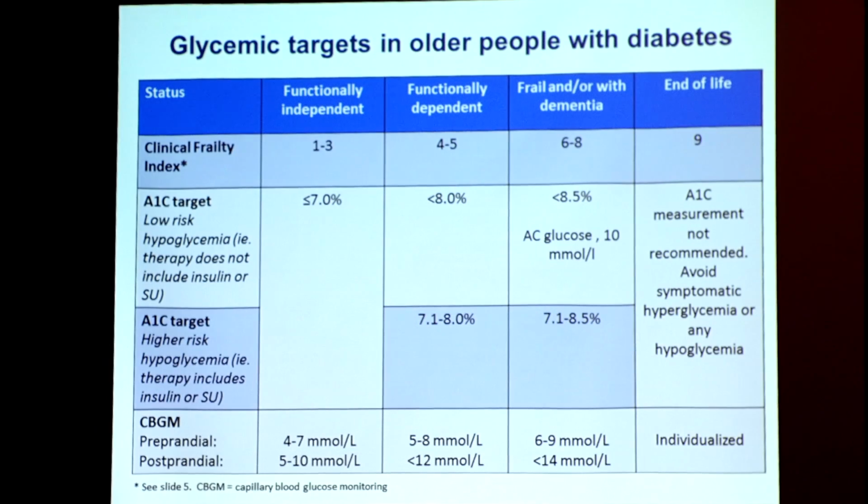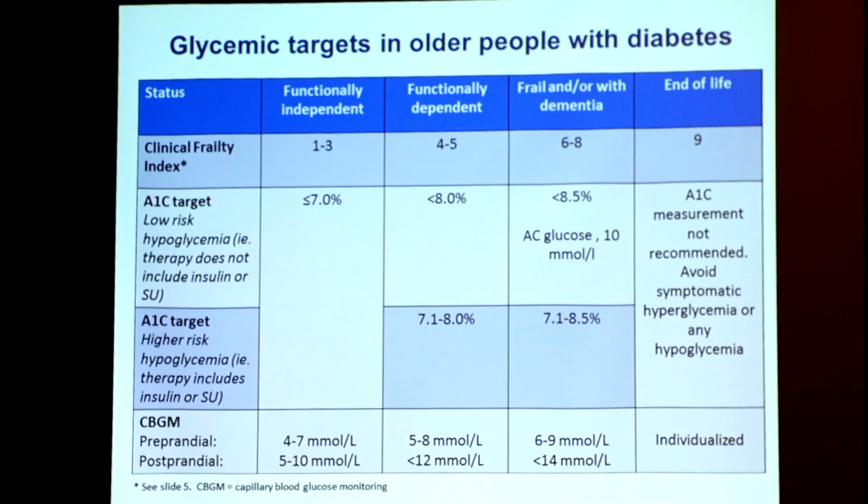When they start to become functionally dependent, then an A1C target less than 8% is more appropriate, and we increase our goals in terms of monitoring. When they're frail or starting to have dementia, going up to an A1C of 8.5% is appropriate.